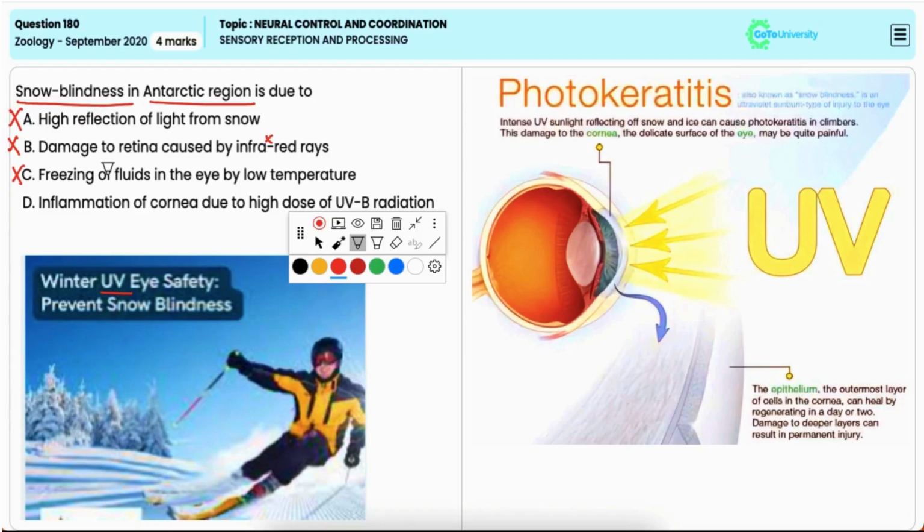Option D, inflammation of cornea due to high dose of UV radiation. Now, snow blindness or photokeratitis occurs when the cornea becomes inflamed due to overexposure to UV radiation, which is reflected off the snow and the ice. Hence, it is the correct option.